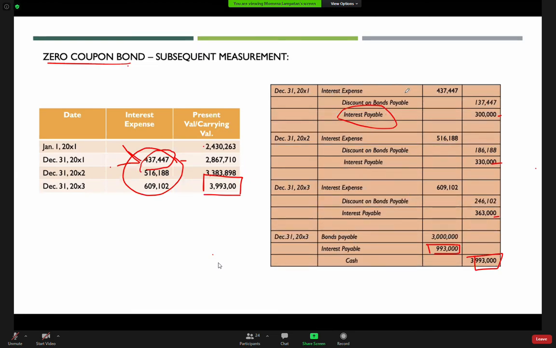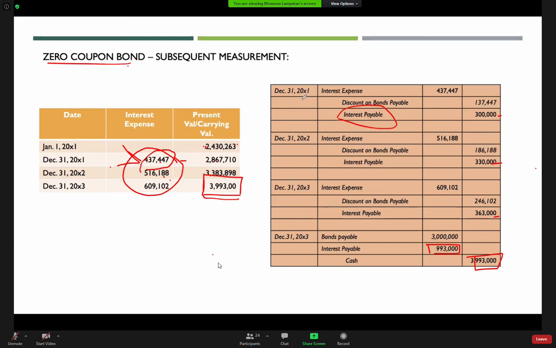So, interest expense, this is carrying amount times effective rate. This one times 18% equals ito. This one times 18% equals ito. Then this one, again, 18%. You'll get 609,102. Okay, so December 31, of course, ang outstanding balance mo will be 3,993,000. Other than the 3 million na face value ng bonds, babayaran mo rin yung 993 na interest payable or accrued interest. Yung interest na nag-accrue na mga hindi ko nabayaran.